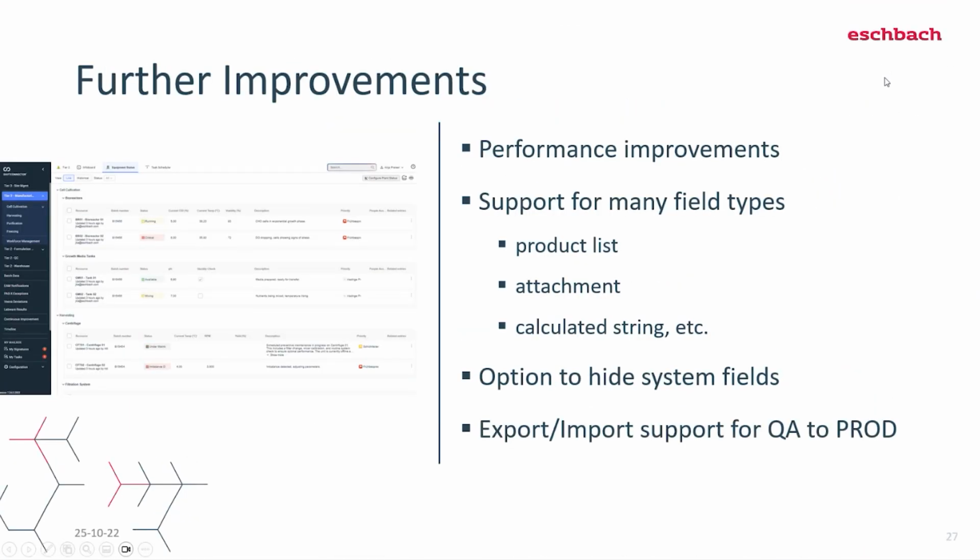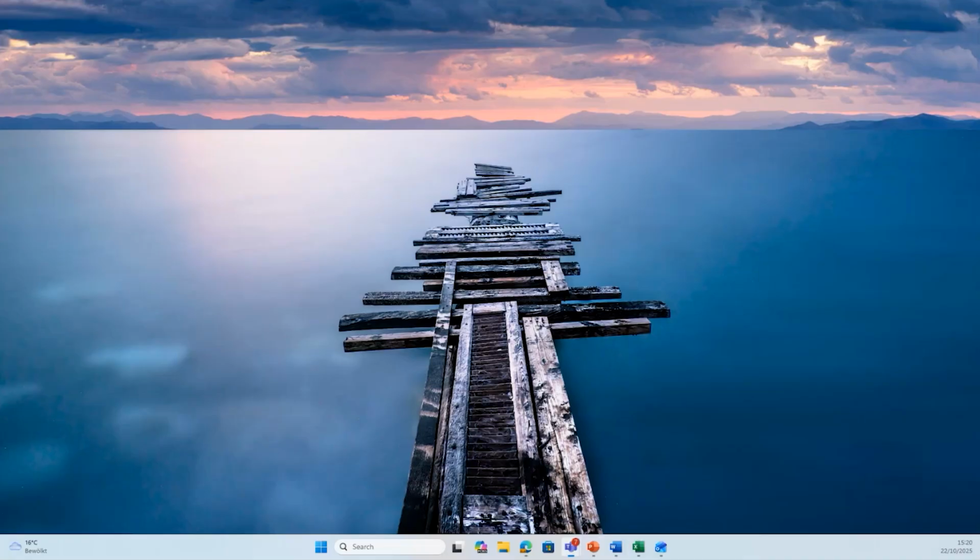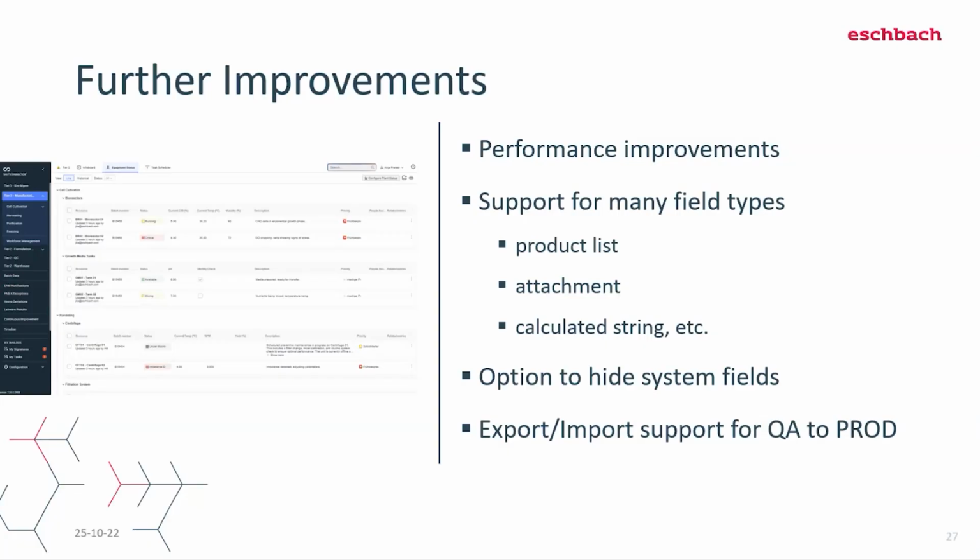Further improvements here: we did a lot in terms of performance. We are also supporting more field types that we didn't support before. We had some system fields like the description or priority or status before, and now these can also be hidden. And here we also support an export-import feature to more easily switch from QA to production systems, so as to not do everything manually.